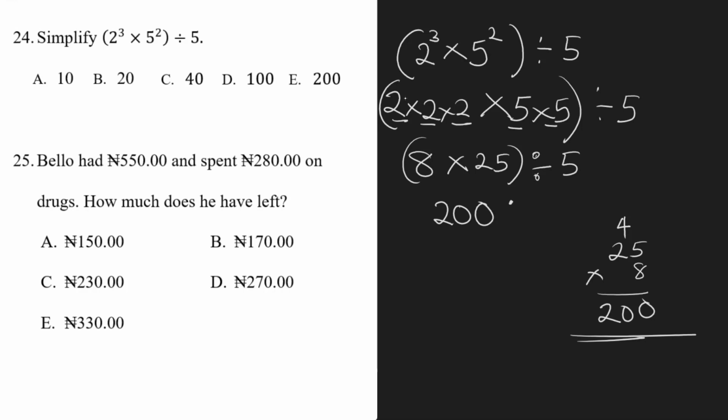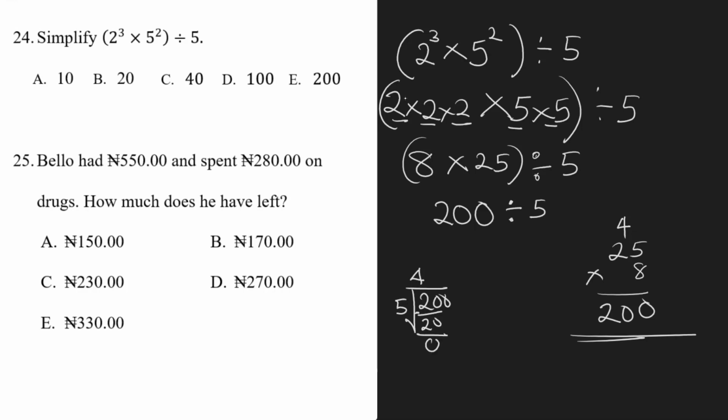200 divided by 5. You can use long division. So let's use 200 divided by 5. So 20 divided by 5 is going to go 4 times. And 4 times 5 is 20. Then subtract.